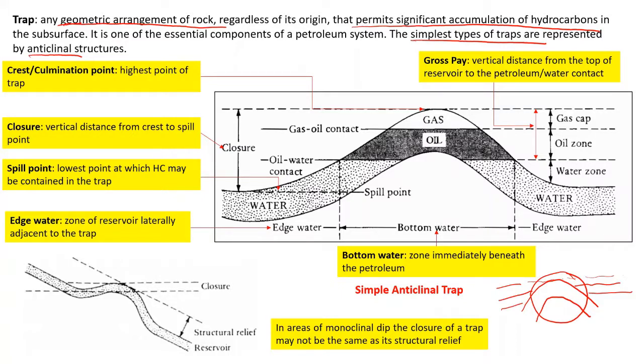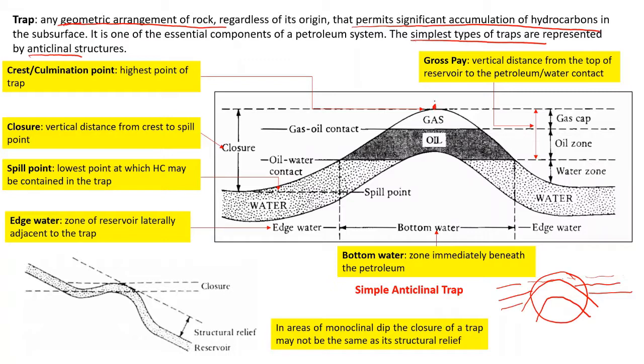So basically, if we are looking at a simple anticlinal trap, then look at this diagram. This diagram has several parts which are very beautifully explained in it. Normally, when we are talking about the presence of fluids in a rock, the fluids could be of three kinds. It could be water, it could be oil, or it could be gas. And in this diagram, you can see all three shown over here. Now, let's look at it one by one. The crest or the culmination point is this. This is the highest point of the trap. Okay.